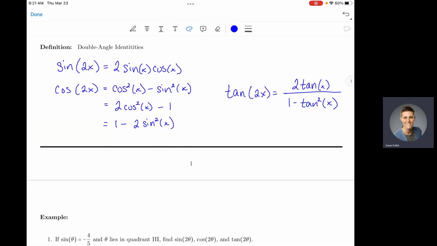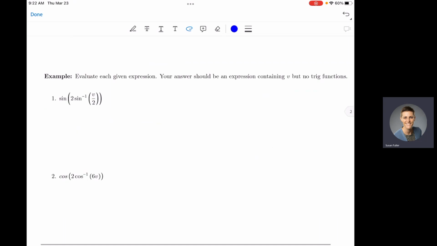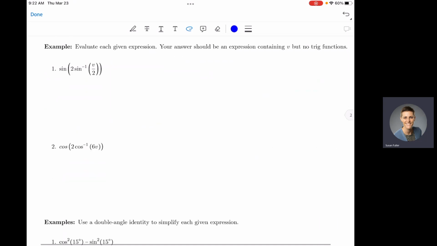I wanted to give you a quick video to do a couple of extra examples with our double angle identities. So we covered these in class. These are how you find the sine, cosine, and tangent of twice an angle that you have. So we've kind of gone over some of these, and we did these first couple of examples. I wanted to go through number 2 with you.